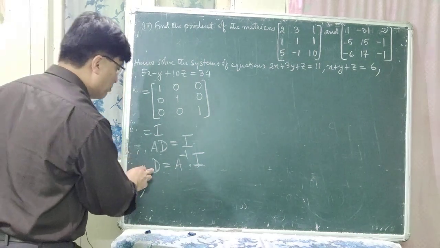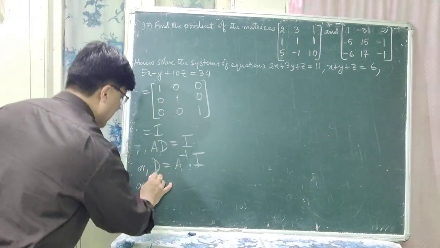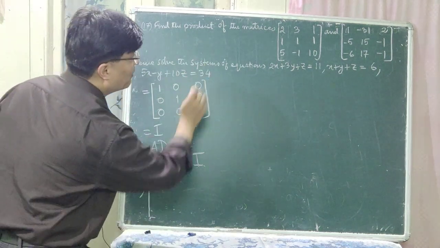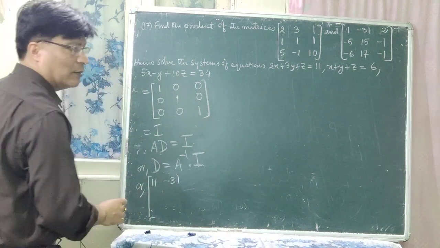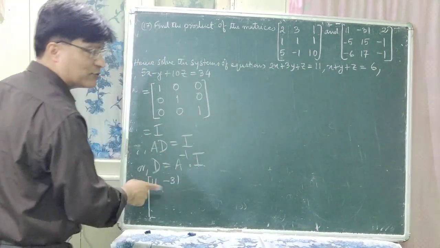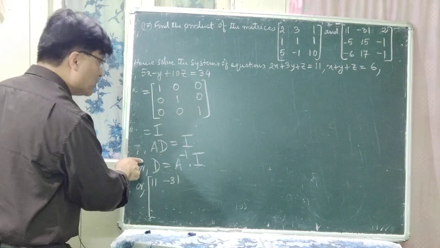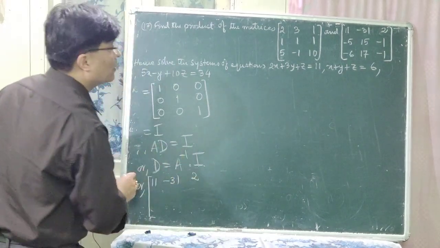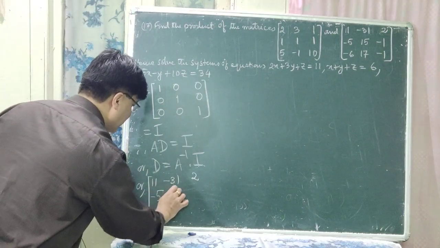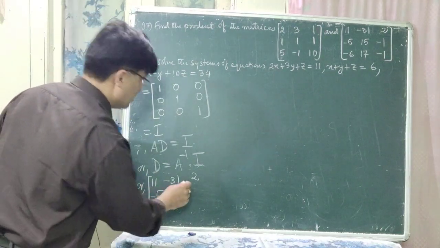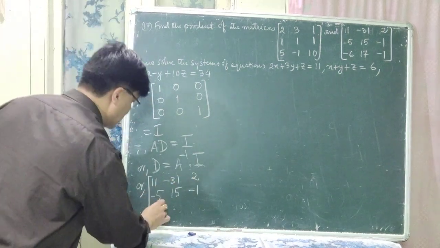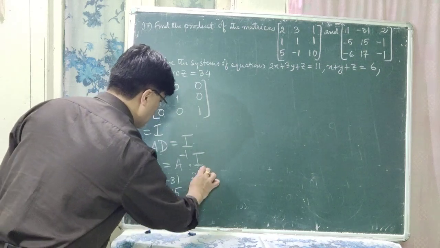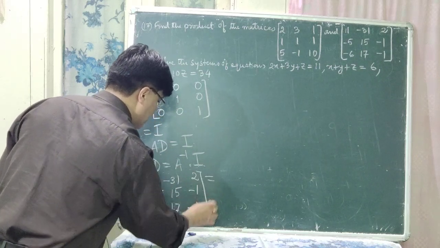Now you can put the matrix for D out here. What is matrix D actually? It is 11 minus 31, because we have assumed that second matrix as D, isn't it? So write down the matrix D. Which is the matrix D here? 11 minus 31, then 2. Next one is minus 5, 15, minus 1. Next, minus 6, 17, and minus 1. This is the matrix.